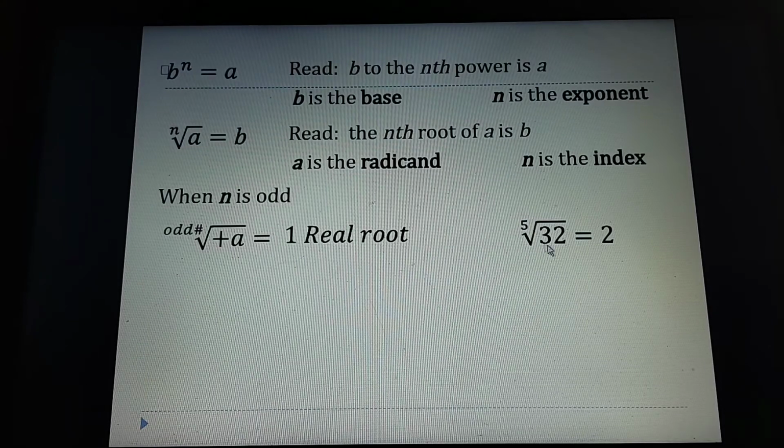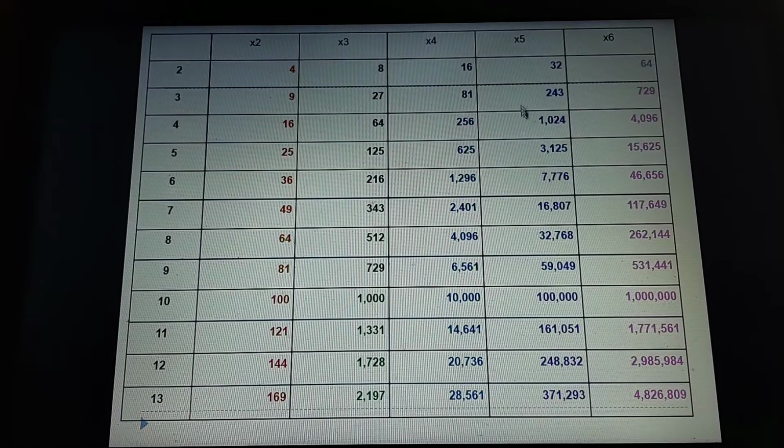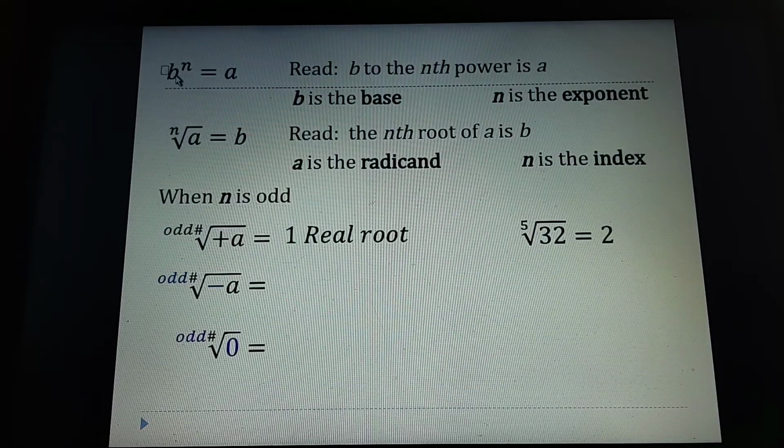So let's say we have the fifth root of 32. Okay, so we go to our table. Fifth root, look under the x to the fifth. Find 32. Our root is 2. Now, because our 32 is positive, our 2 will be positive.